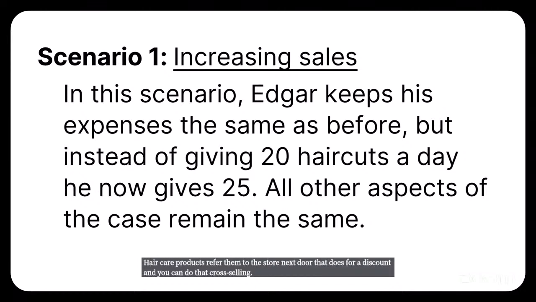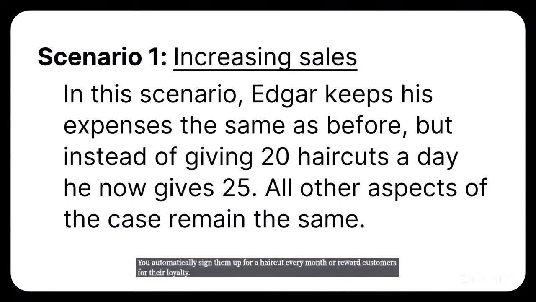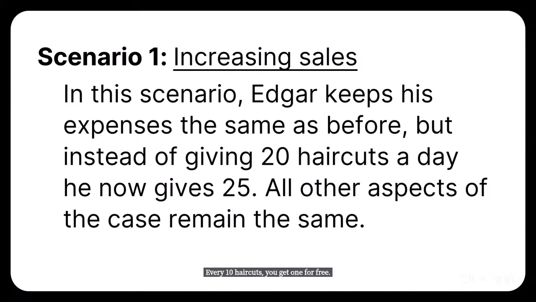So you can show them products maybe they haven't considered, different things they haven't done. You can put them on auto ship, meaning that you automatically send that product or service every month. You automatically sign them up for a haircut every month, or reward customers for their loyalty. Every 10 haircuts, you get one for free. Every time you refer a customer and they come in, you get a free haircut. You can incentivize repeat purchases and generate new customers. So you can do a loyalty program, a referral program. You could offer upgrades. You can show them products they didn't think about buying that complement what they are doing or what they are buying.